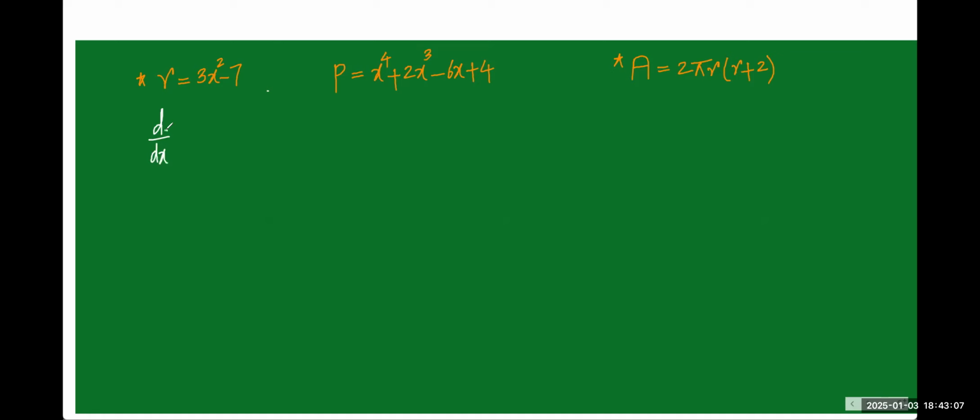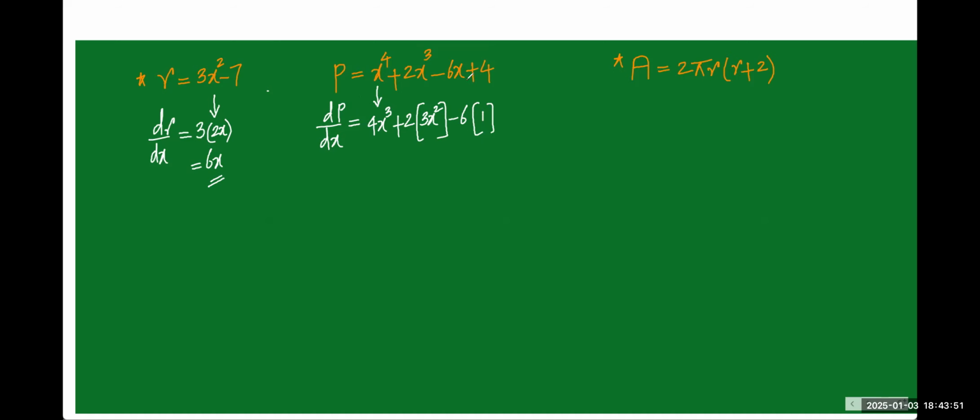d by dx of R is equals to 3, a constant, times the derivative of x square with respect to x, which is 2x. So the answer will be 6x. Here the variable is x again, so let us differentiate with respect to x. 4x power 4, according to the rule, we write it as 4x cube, plus 2 times, according to the rule, 3x square, minus 6 into 1.